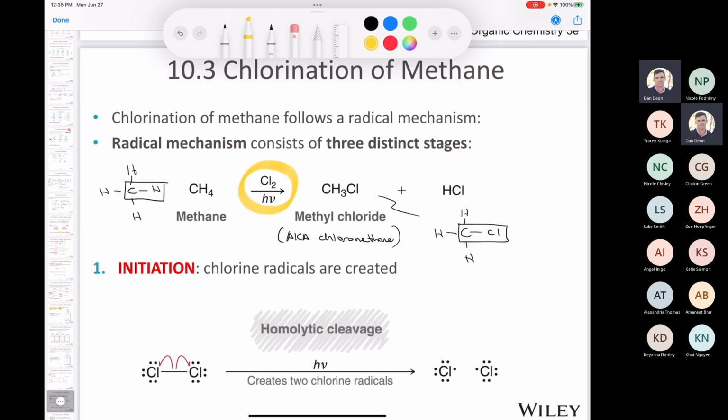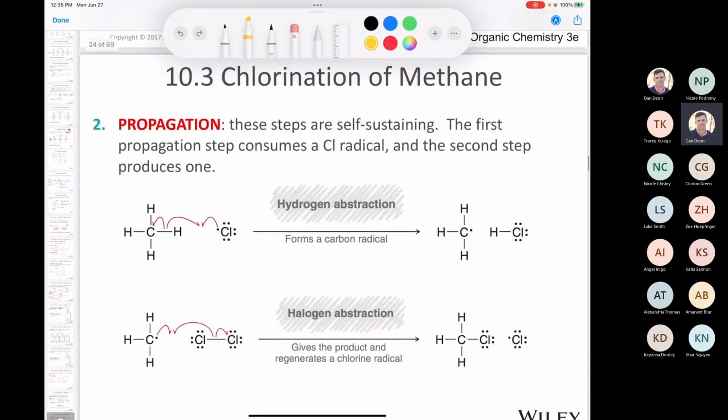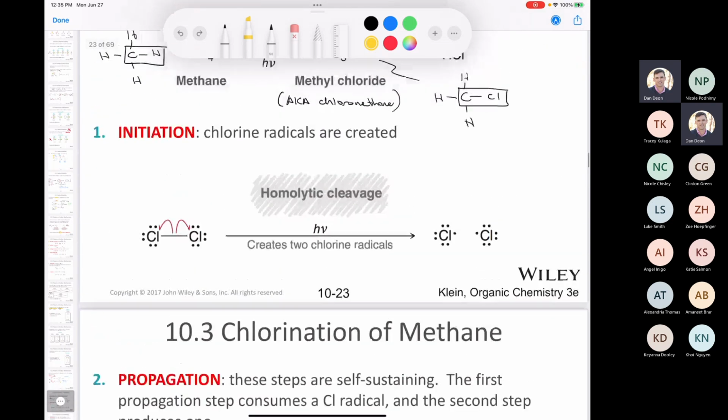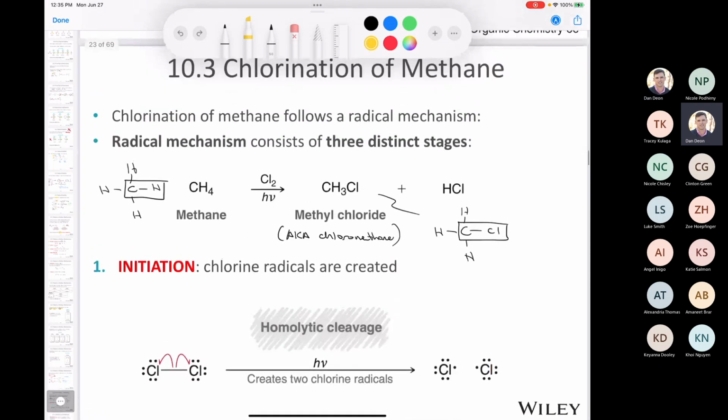It's the chlorine that breaks apart homolytically to make a pair of chlorine radicals. So that's our first step, initiation, and we end up with some radicals, and now we can get the ball rolling. In the propagation steps, the first one is going to be hydrogen abstraction, followed by halogen abstraction. Let me back up and show you something before I get into this. Something I forgot to say.